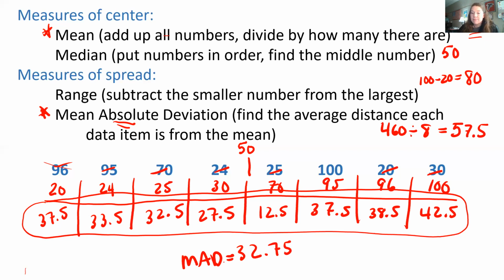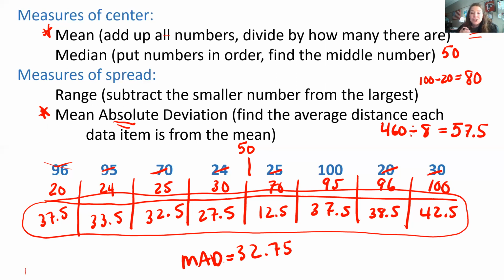So what does that mean? It means on average, if these are test scores, every test score is about 32 points from the mean. That means my data is very spread out. Now think about it. If I had 8 test scores and those scores were 52, 52, 54, 55, 56, 56, 60, and 60, and I found the average, it might still be very close to 57.5. I just made those numbers up. It wouldn't be exactly, but it'd be very close.